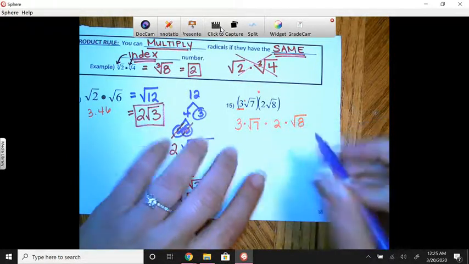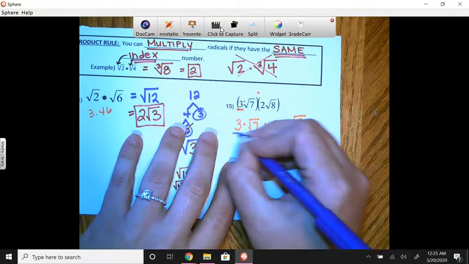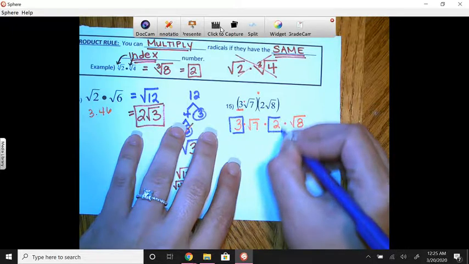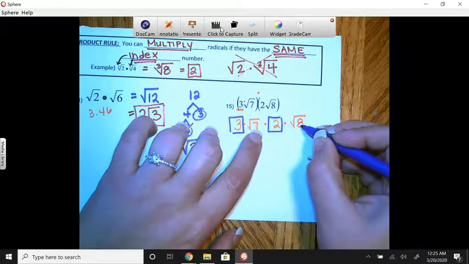So we can multiply these two together because they have the same index. We can multiply the 3 and the 2 together just like normal, that's 6. And then we could do 7 times 8 is 56.